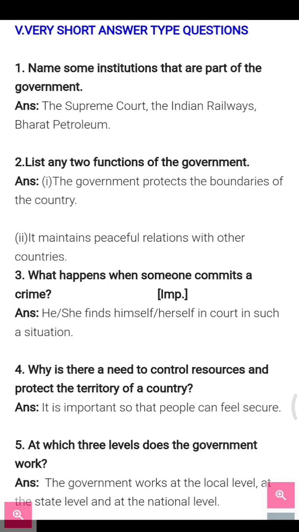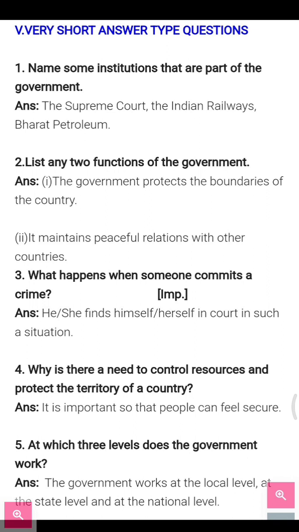Now very short answer type questions. Question number 1. Name some institutions that are part of the government. Answer, the Supreme Court, the Indian Railways and Bharat Petroleum. Question number 2. List any two functions of the government. Answer, the government protects the boundaries of the countries. It maintains peaceful relations with other countries.